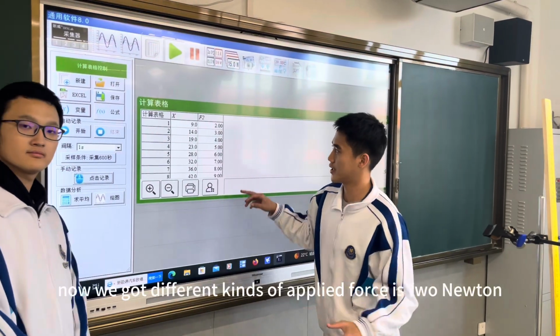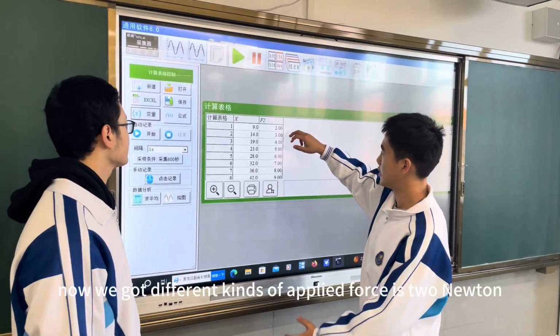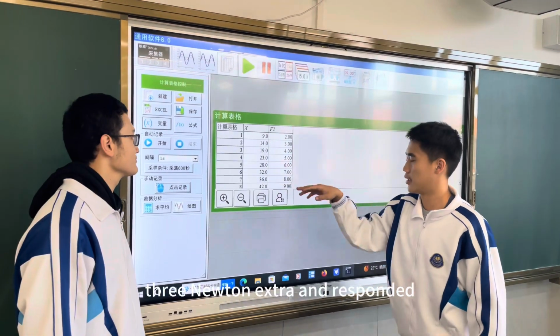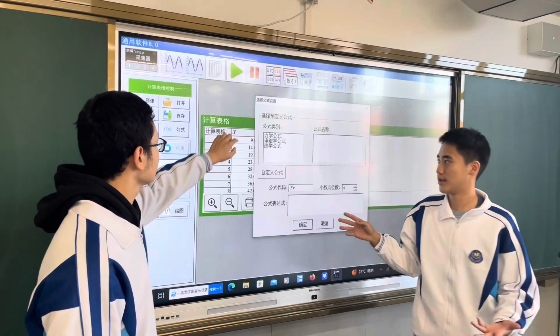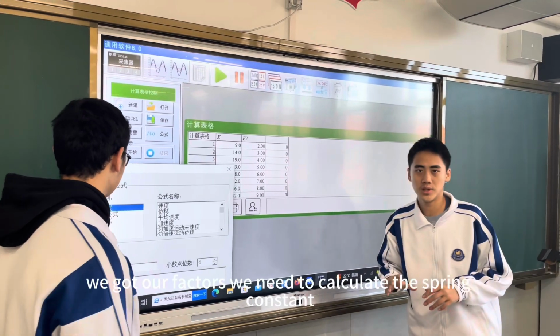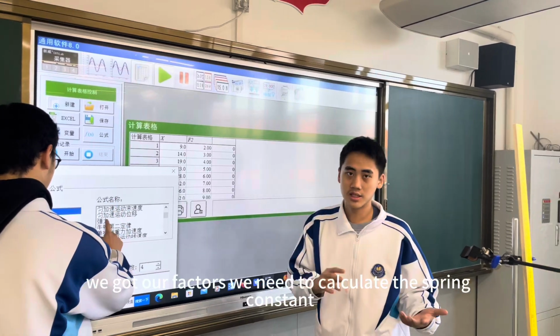Now we got different kinds of applied force: 2 Newton, 3 Newton, and so on, and the corresponding extension. So now we have all the values we need to calculate the spring constant.